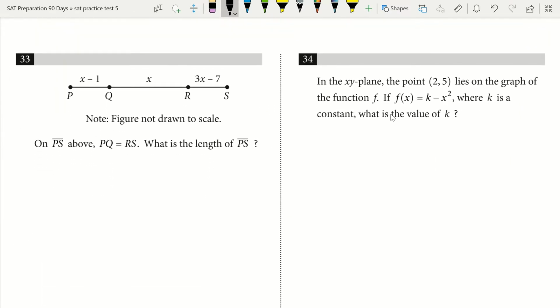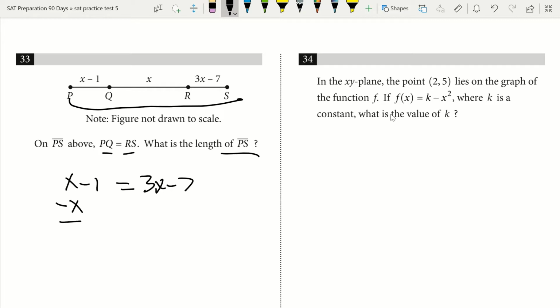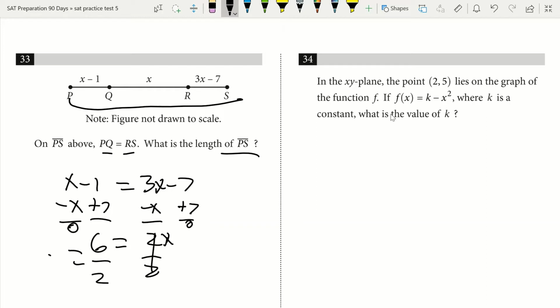All right, now we've got PS, so that's going to be this whole line segment here. We know PQ equals RS, so therefore that x minus 1 has got to equal our 3x minus 7. We're asked for the length of PS. In that case, we're going to have to solve for x. To do so, we're going to try and keep x positive by subtracting x from each side here. That's going to give us 2x there. At that point, we're going to add 7 to each side. Negative 1 plus 7 gives us 6. Dividing each side by 2 is going to give us 6 over 2, which is 3 for x.